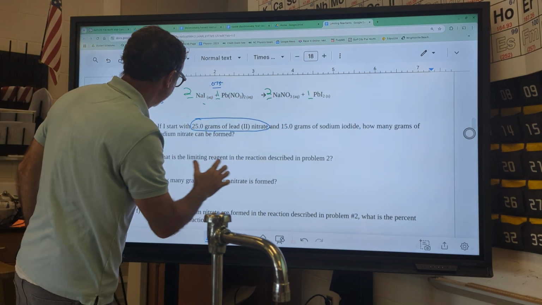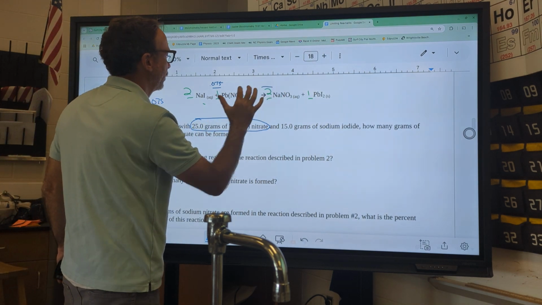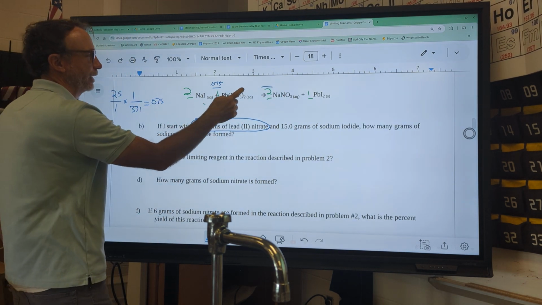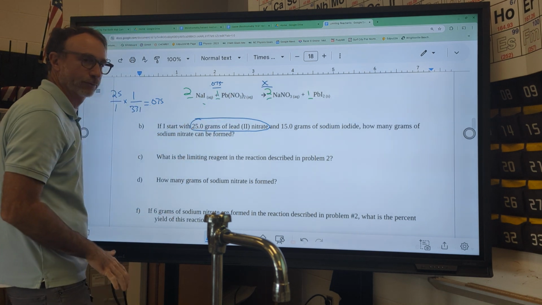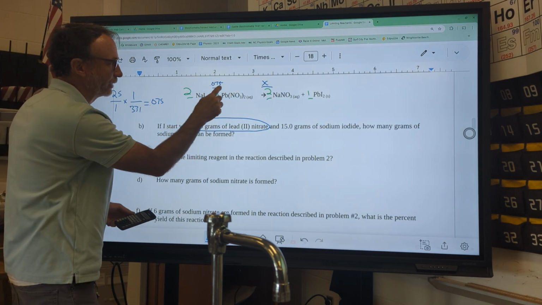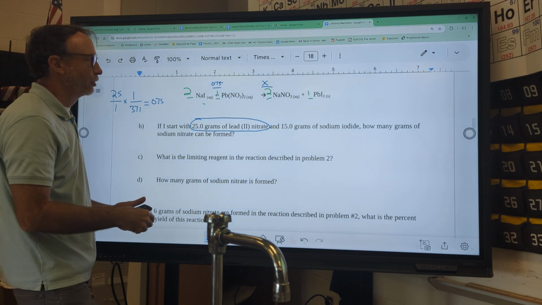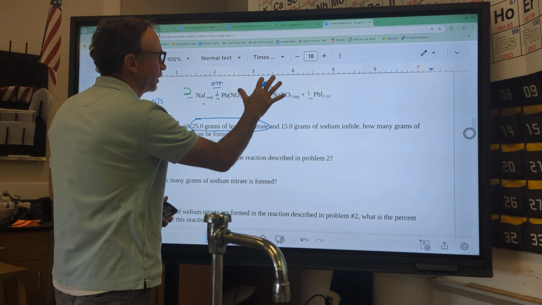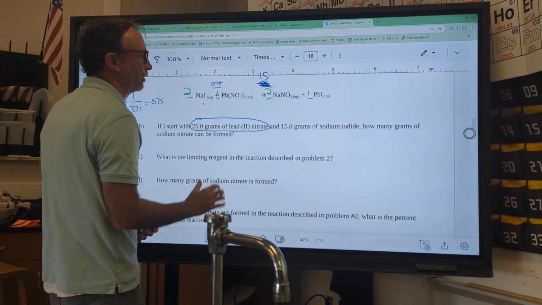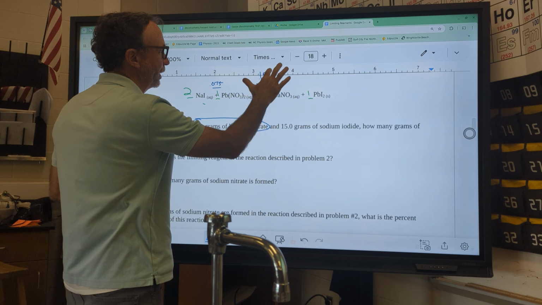How many grams of sodium nitrate can be formed? 0.075 is to 1 as x is to 2. All right, so I need to double this to solve this ratio, times 2. So 0.15. 0.15 moles is what you would make. It says, how many grams would that be?